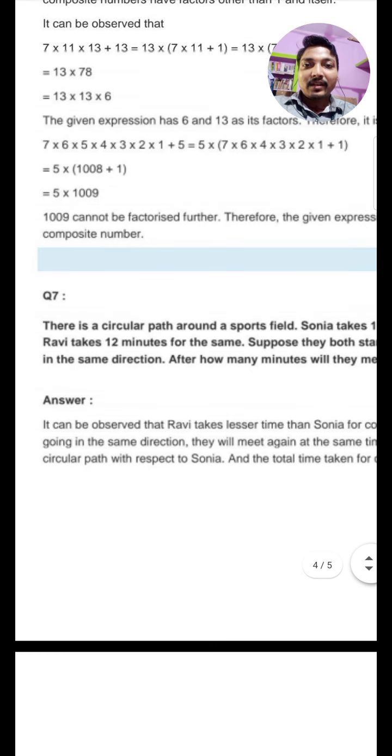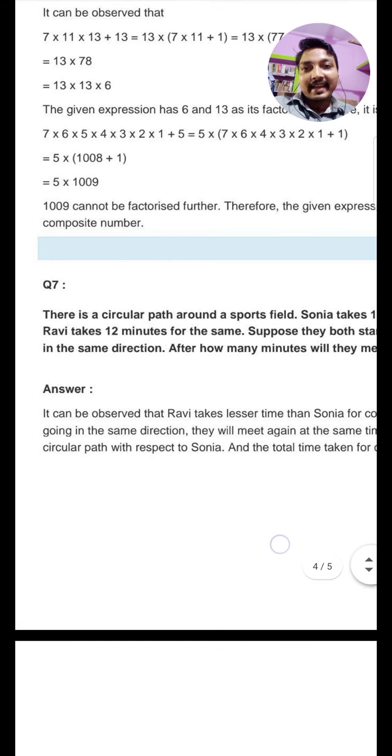Second question also in the same way. Second question, everyone, you just have to give your attention. In the second question also two terms are there. After the plus, the first term is 5, and before the plus the term is 7 into 6 into 5 into 4 into 3 into 2 into 1.